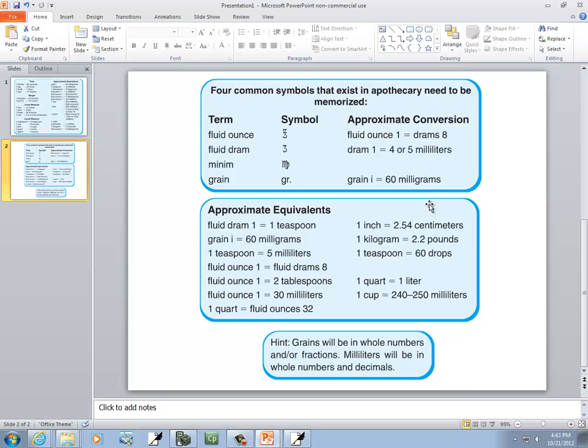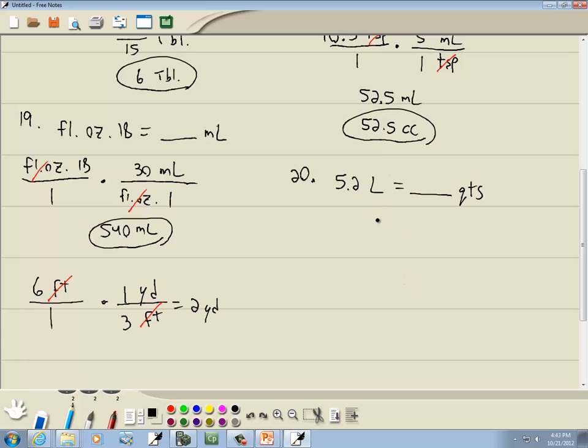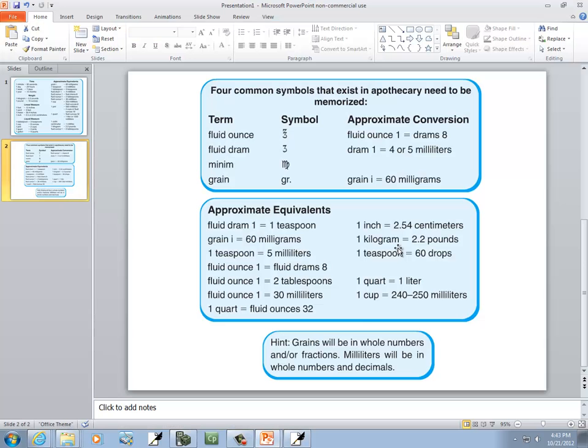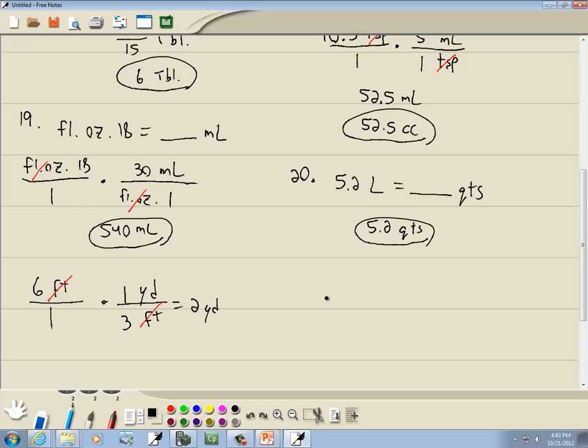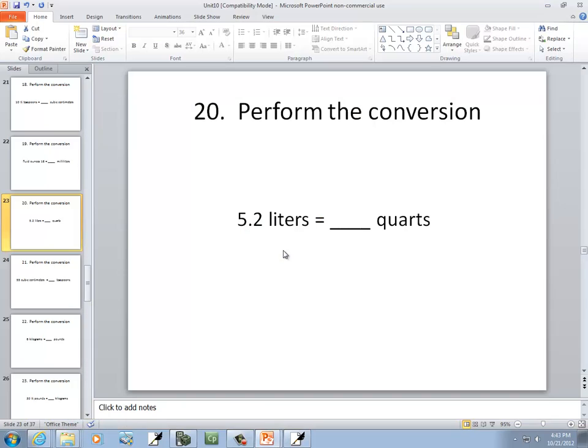Okay, liters to quarts. So let's find. Oh, here it is. 1 quart is 1 liter. That's easy. So this would give us 5.2 quarts. So 1 quart is equal to 1 liter. And let's look at our next example.